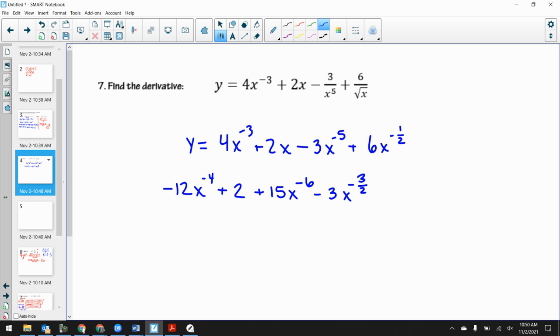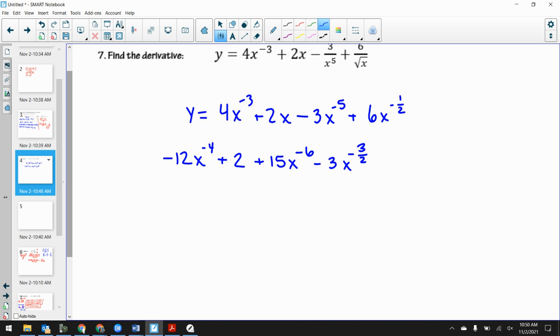And then I like to clear out any negative exponents. And that's really all the simplification that you would need to do. So negative 12 over x to the 4th plus 2 plus 15 over x to the 6th minus 3 over the cube root, index over power, power over index, the square root of x to the 3rd. And I'm okay with leaving it like that. Again, our Algebra 2 brain probably tells us to rationalize the denominator down here, but we're letting that go.